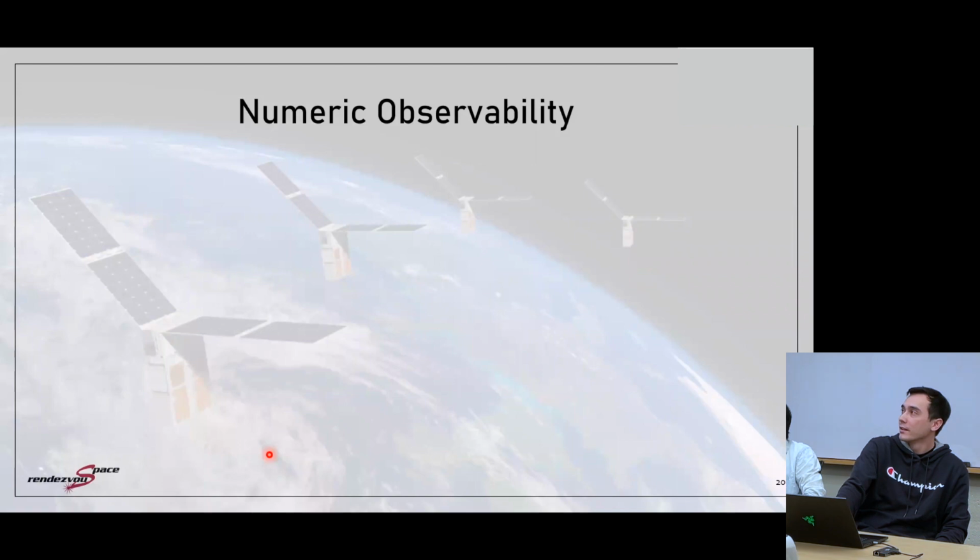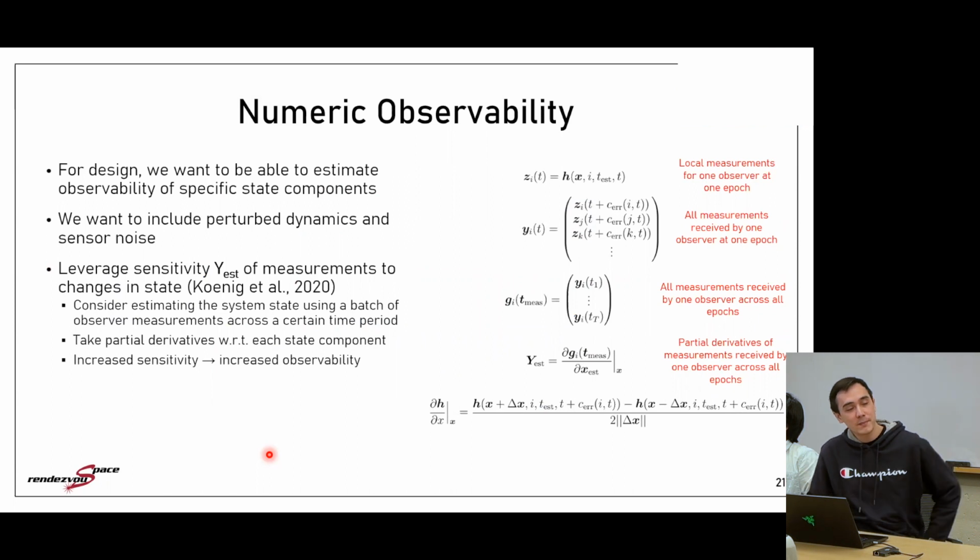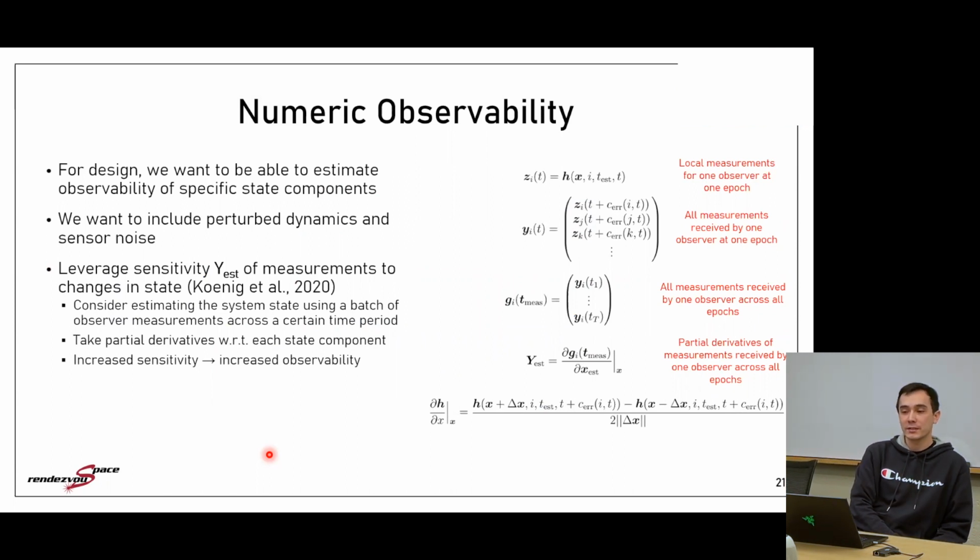Okay, so we have this analytic system where we can look at a graph and we can say, with reference to specific observers, is their subsystem observable, yes or no? And is the whole system then observable? But for the purposes of actual design, we want to be able to estimate the observability of specific state components. And we also want to include things like perturbed dynamics and sensor noise.